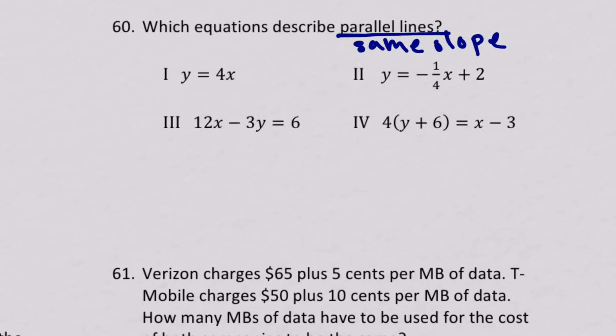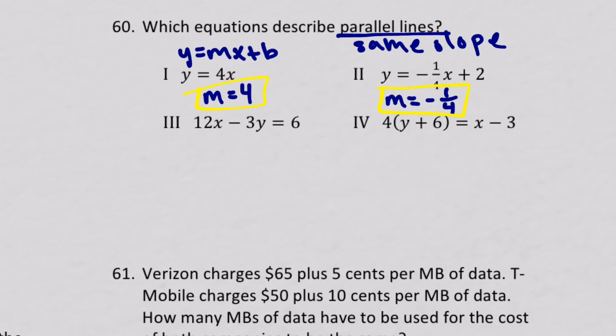So let's look at one right here. If we think of y equals mx plus b to find the slope, that means that m equals 4 in this one, right? The number next to x. In 2, once again, it's already in that form, which means that m is negative 1/4. So 1 and 2 are not parallel. Those are different slopes.